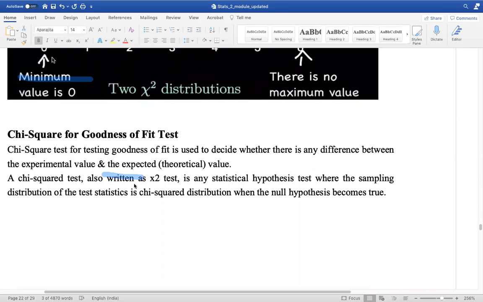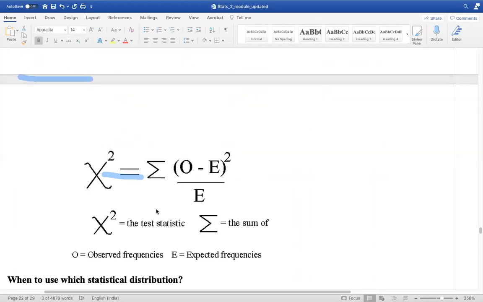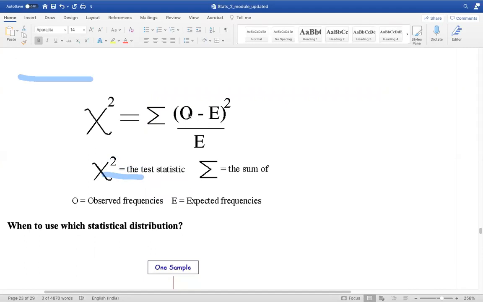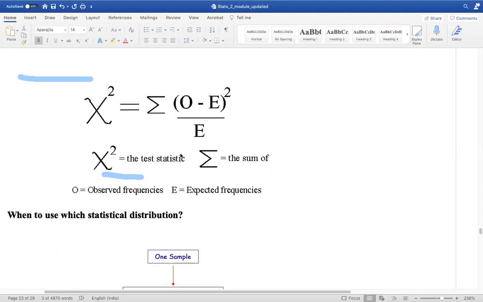The chi-square test is any statistical hypothesis test where the sampling distribution is chi-square when the null hypothesis becomes true. So this is the formula. This is the O, in the sense observed. This is the E, in the sense expected. O is the observed frequency, E is the expected frequency. So this is the formula we can give you.